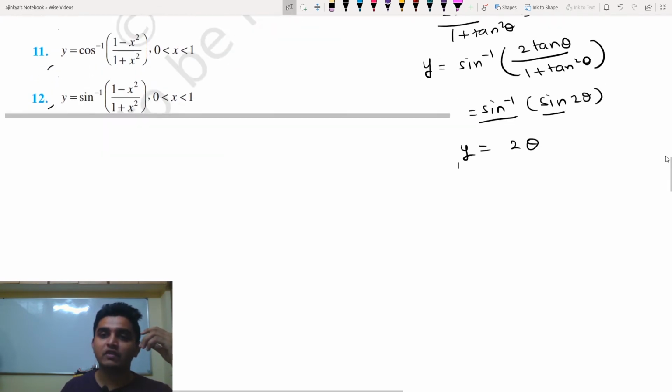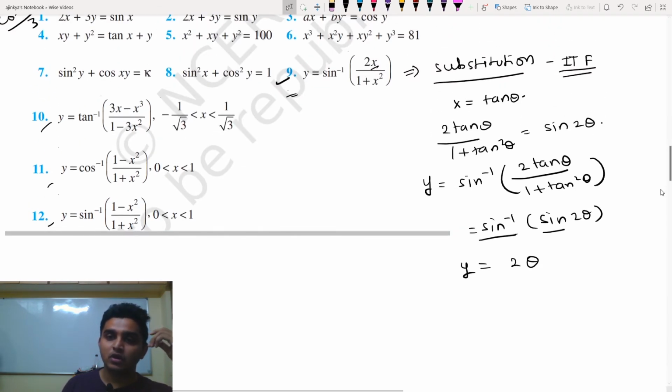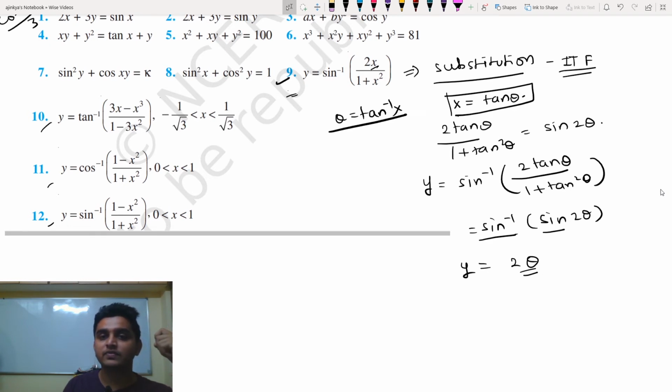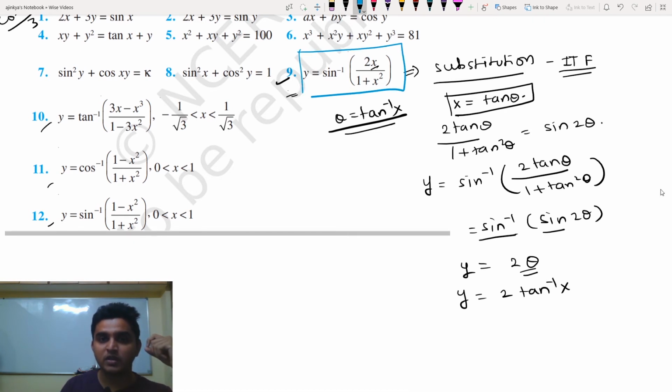And now watch carefully, what is 2 theta? So we know that theta is only individual function, which is the variable. So x we have as tan of theta, so can we say that theta is going to be tan inverse of x, isn't it? And we have directly converted the whole function from this complex function over here to this function, which is y equals to 2 tan inverse of x.